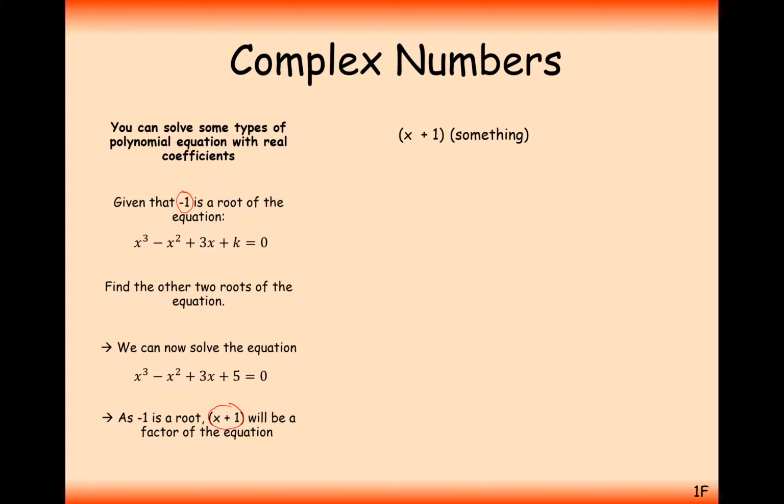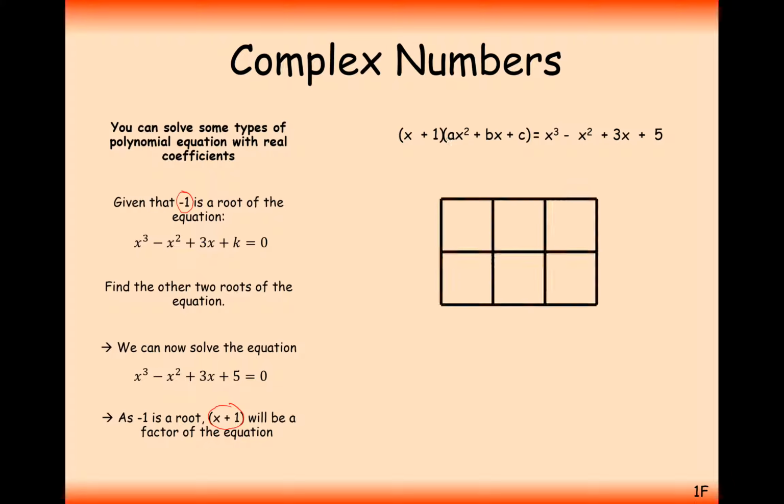So what we should be able to do is find something that times by x plus 1 to give the answer of our polynomial that we're working with here. And that something will be something that can factorize as well, and that will give us all three of our solutions. Now this something's obviously going to look like a quadratic polynomial here, because the highest power in our original polynomial was x cubed, so the highest power we need to have in here is an x squared.